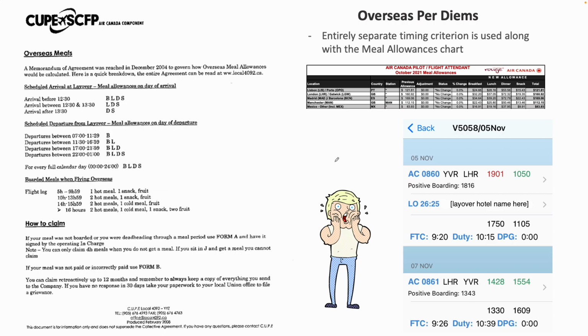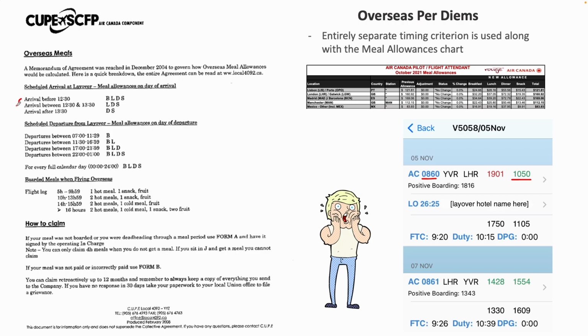So let's use this particular pairing that involves going to and from London Heathrow. If we have a look at our pairing here, Flight 860 arrived in London at 10:50 a.m. In the Mystery of Meals, we figure out which meal allowances we're entitled to on the day of arrival at an overseas destination based on the scheduled arrival time at layover.